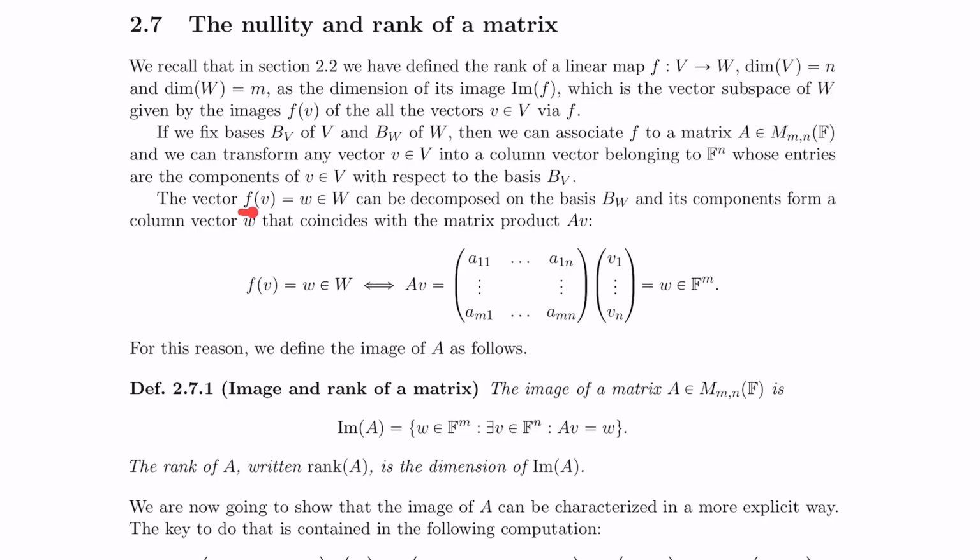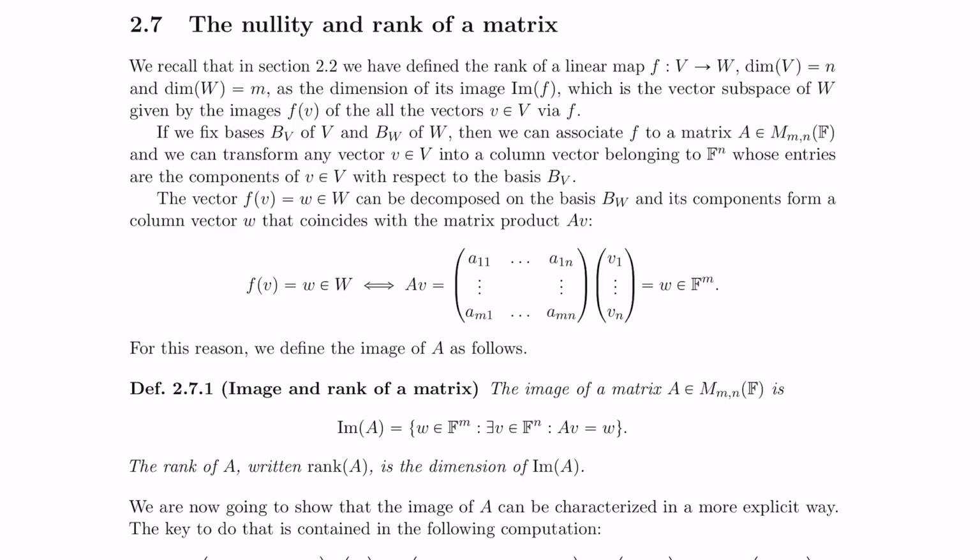Similarly, if we apply F to v, we obtain a vector that belongs to W, and so we can decompose it on the basis BW, obtaining a column vector that we denote again with w, and this column vector coincides with the matrix product Av. What I just said is visualized here, where on the left you have the functional picture, and on the right you have the matrix picture.